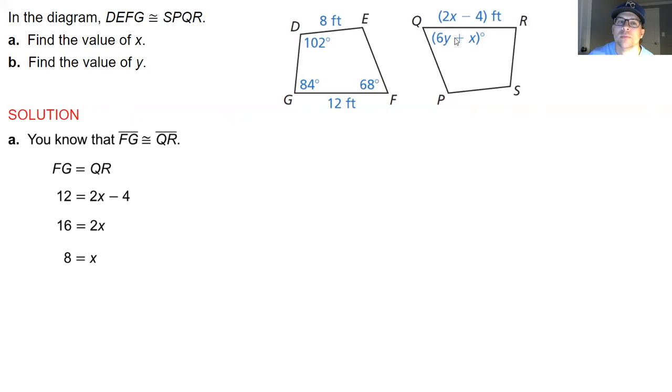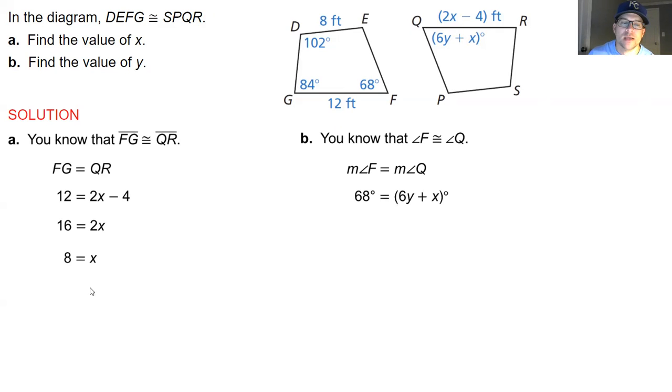So this is an angle measure at angle Q, which is the third letter. We're going to use that to set it equal to the third letter of the first one, which is F, and F is 68. So again, our equation is going to be set up where angle Q is equal to angle F. 68 is equal to 6y plus x. Again, we already know what x is, so let's plug the 8 in over in the x space. Take away 8 on both sides, and then divide by 6 to get 10 for your y.